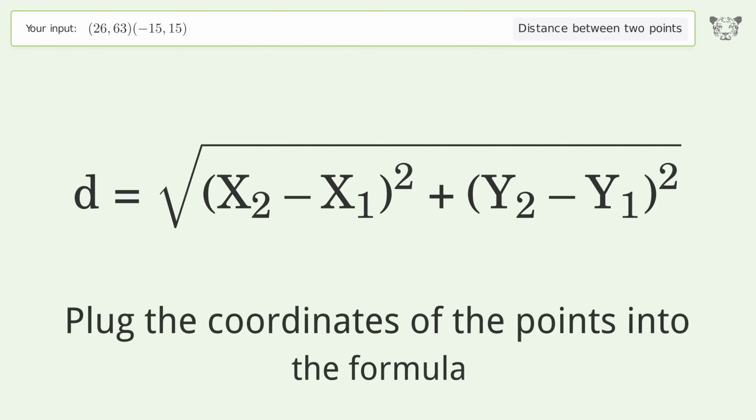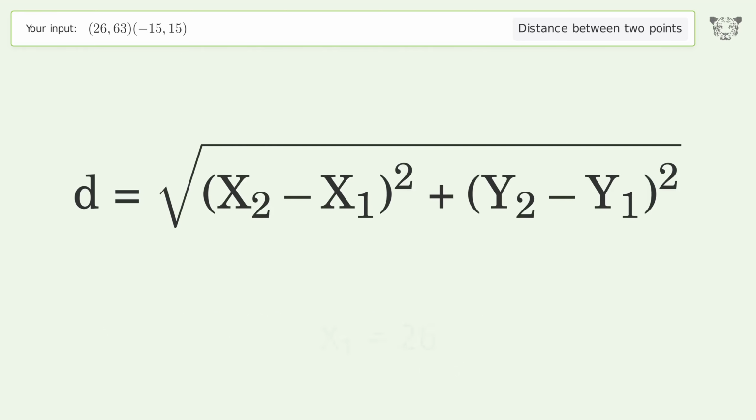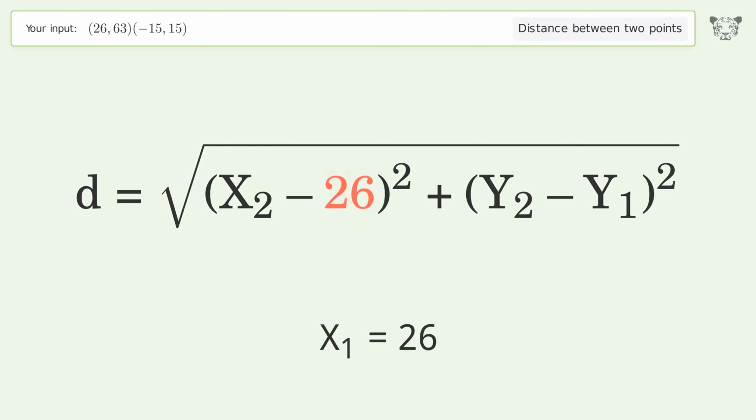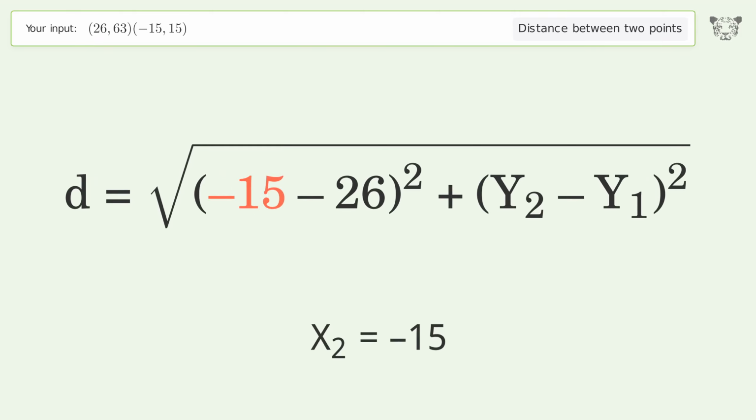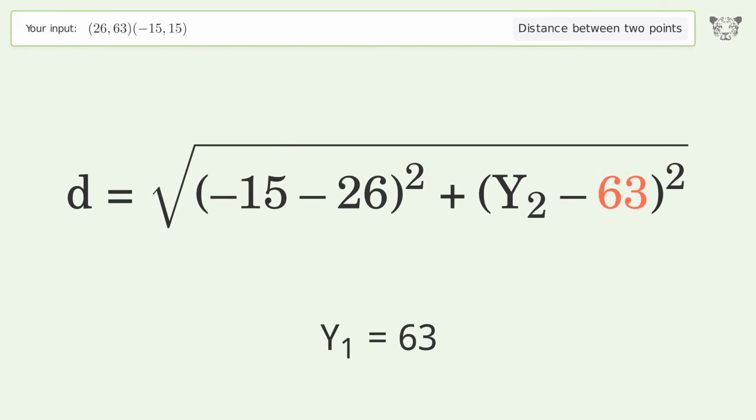Plug the coordinates of the points into the formula. x1 equals 26. x2 equals -15. y1 equals 63. y2 equals 15.